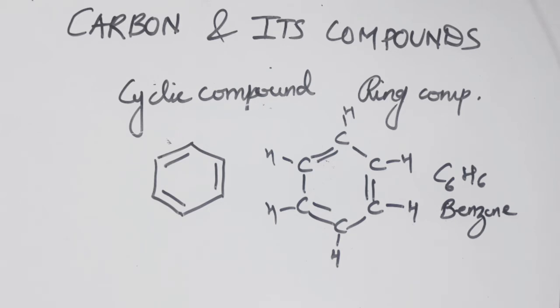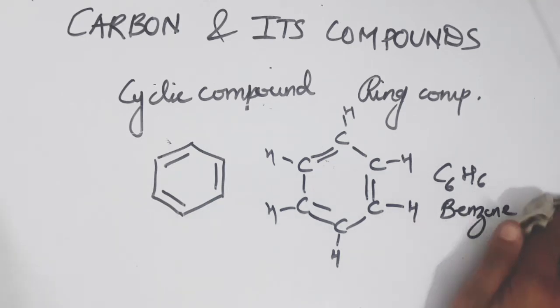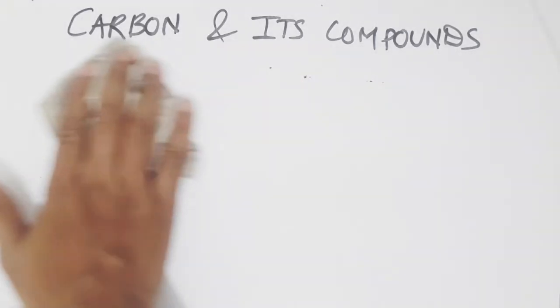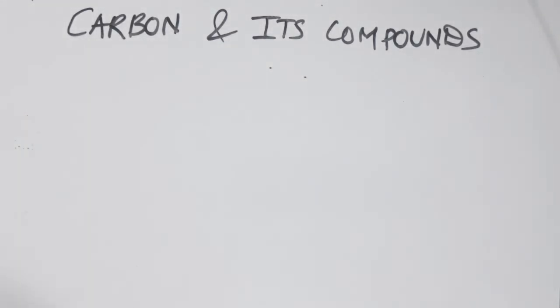Right? And then here arises one more question. These are the ring compounds. You can add other groups, other atoms to this. So now here comes another question. Till now we have discussed three categories of carbon compounds, the alkanes, alkenes and alkynes.